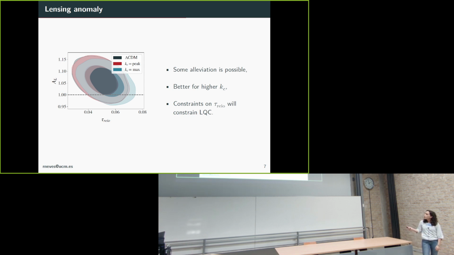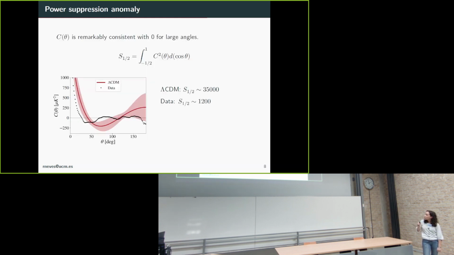So the second anomaly that I'm going to talk about is the power suppression anomaly, and this is the fact that the angular correlations are consistent with 0 for large angles. This is what I'm showing here: the black dots are the data, so you can see they dance around 0 from like 60 degrees onwards, and this is measured by this estimator, which is just an integral of the square of this quantity for large angles. You can see that the prediction from lambda CDM is in some parts very inconsistent with that.